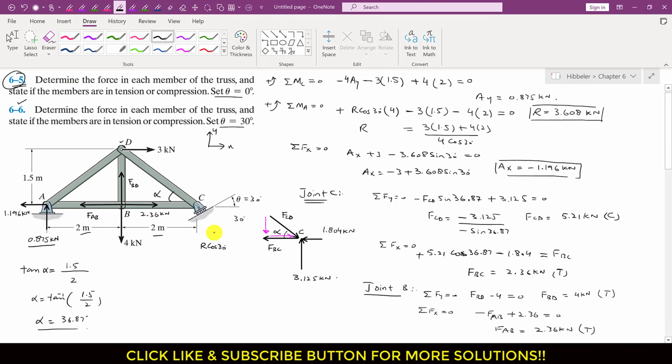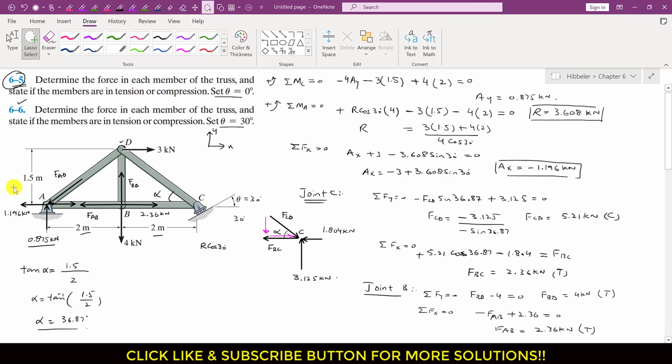Now after this we will consider joint A, right? So if FAB is acting away from this joint B, it will be acting away from this joint A as well, right? So again FAB is the tension force, so it will be acting away. And let's assume that the FAD force is acting towards this joint A. Let's assume that it's compressive force, right? So this is FAD.